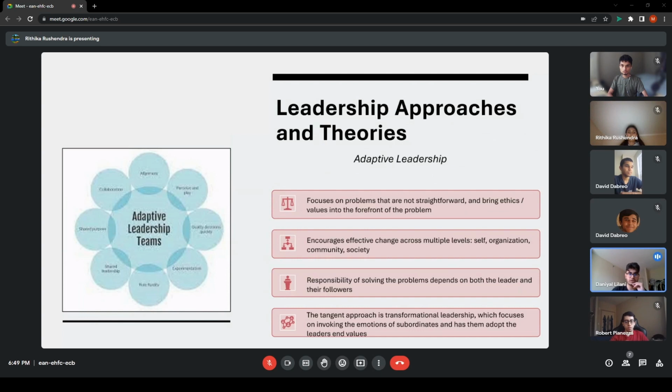The responsibility of solving the problems depends on both the leader and their followers. The overarching theme is to also identify complex challenges and facilitate and guide hard discussions that result in positive solutions and change for the better.